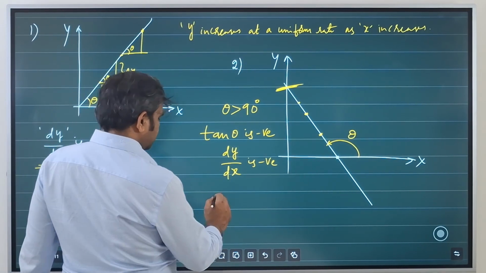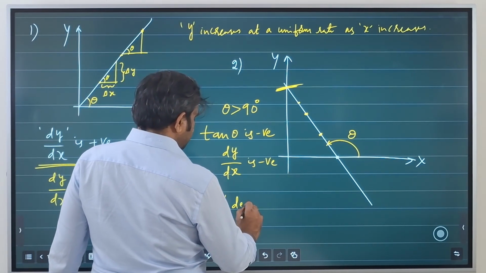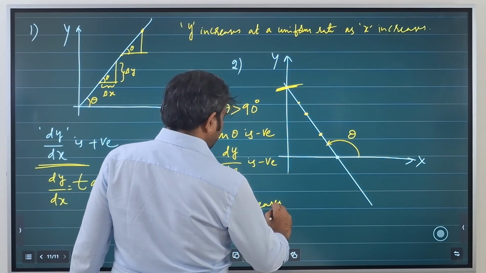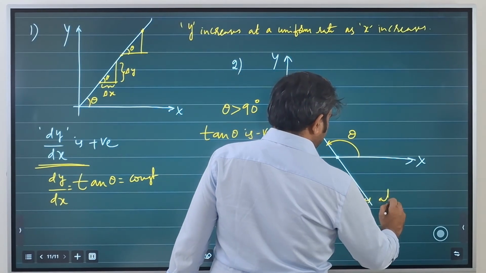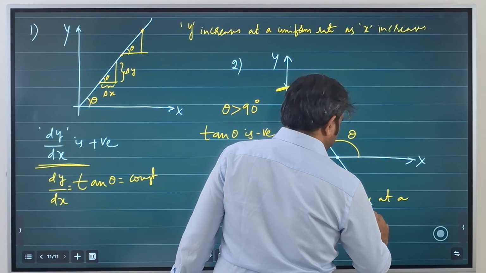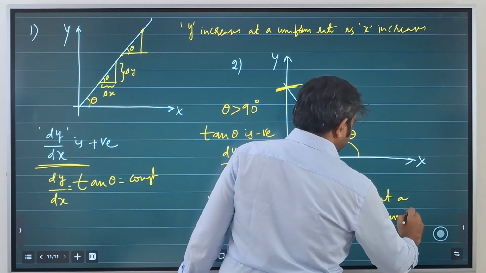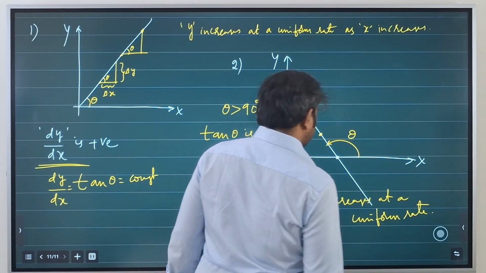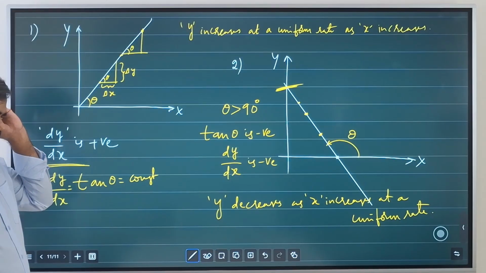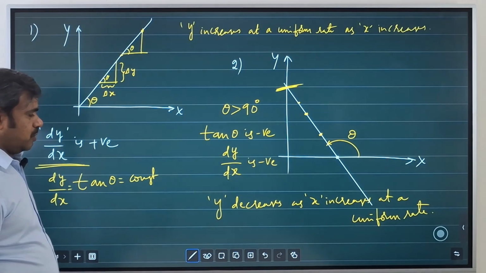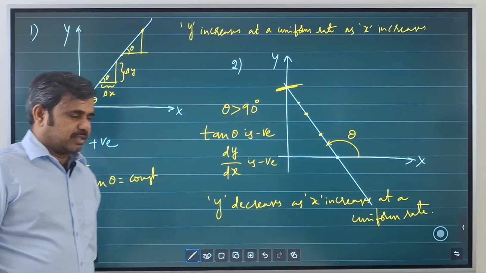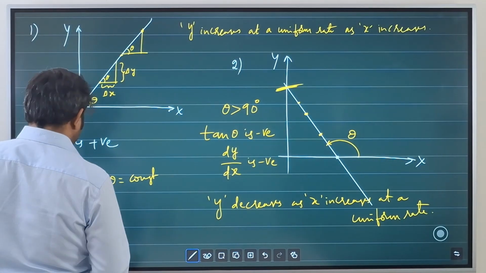So we can conclude that y decreases as x increases at a uniform rate. So that's what we can infer from the shape of the graph. Okay. Negative slope means y decreases as x increases. Let's look at one more graph.